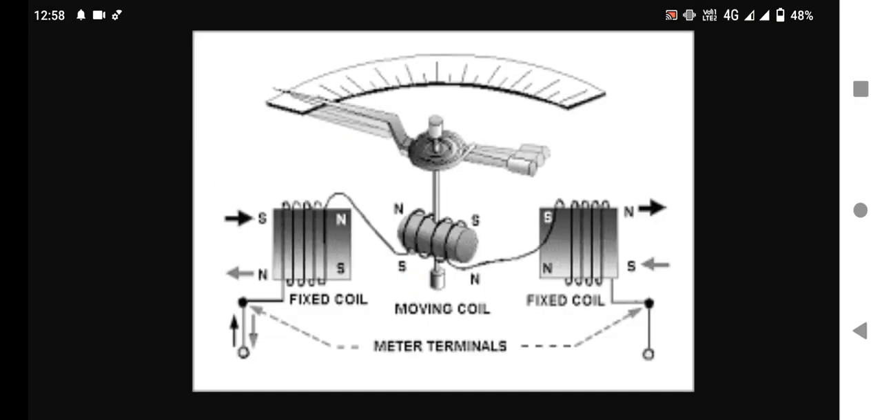You can see the diagram of a dynamometer type instrument. The fixed coil is divided into two halves, exactly half each, and the moving coil is placed in between the two fixed coils. The moving coil is placed on the spindle, and the spindle is connected to the pointer. This is a dynamometer type wattmeter.